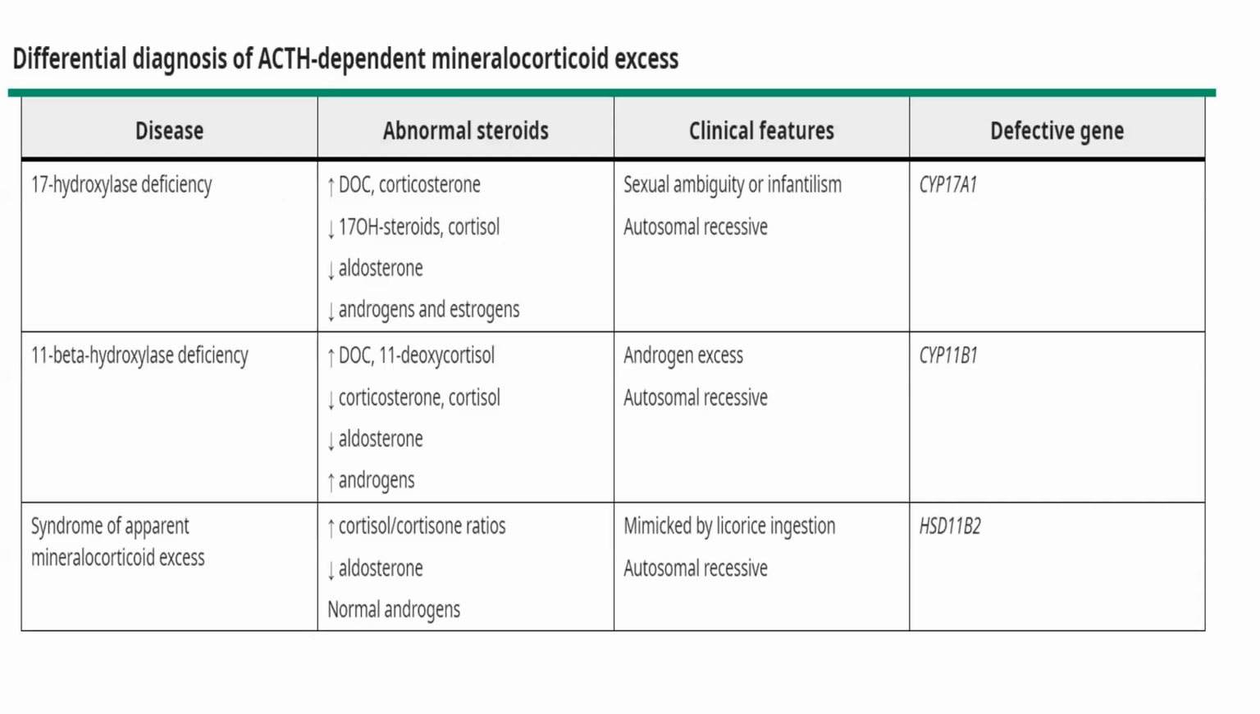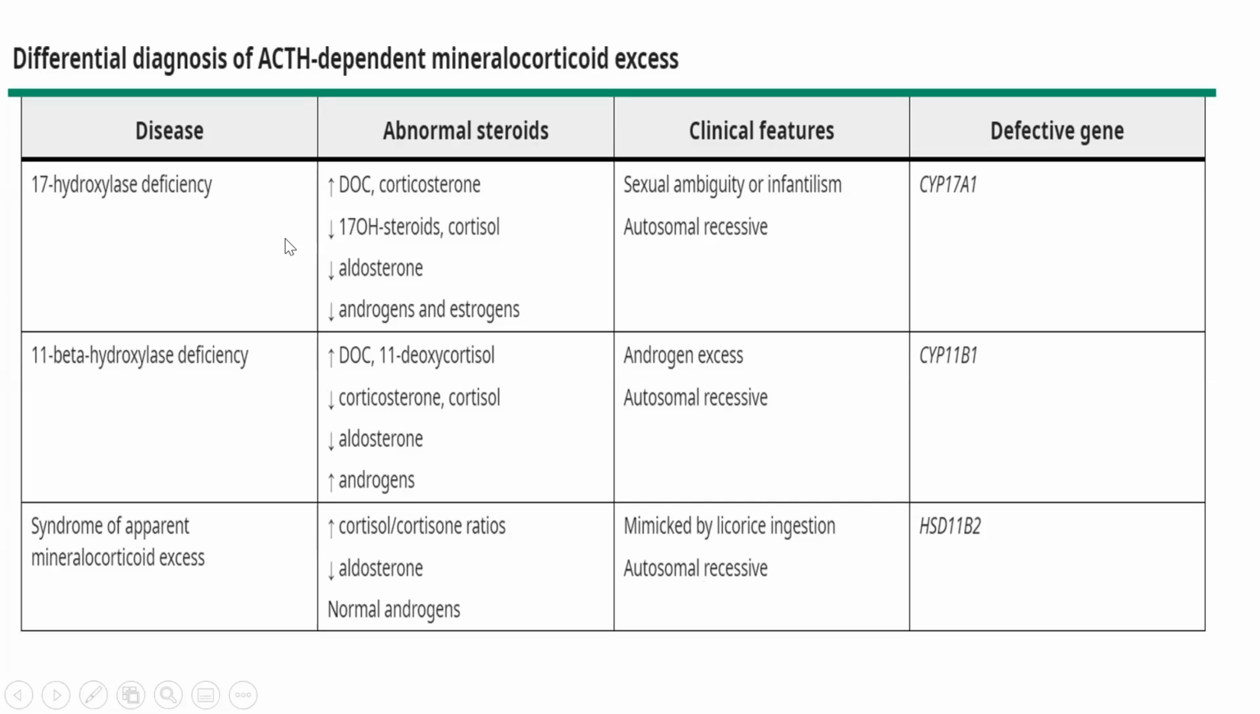Let's look at the differential diagnosis of an ACTH independent mineralocorticoid excess. It can be either syndrome of apparent mineralocorticoid excess, like our case, in which we'll have low renin, a low aldosterone. We'll have a high cortisol, so high urinary cortisol in this patient. The cortisone will be low, so there will be a high cortisol to cortisone ratio. There will be normal androgens. This can be mimicked by licorice ingestion, or it can be genetic, which is autosomal recessive. Again, the defective gene here will be HSD11B2.